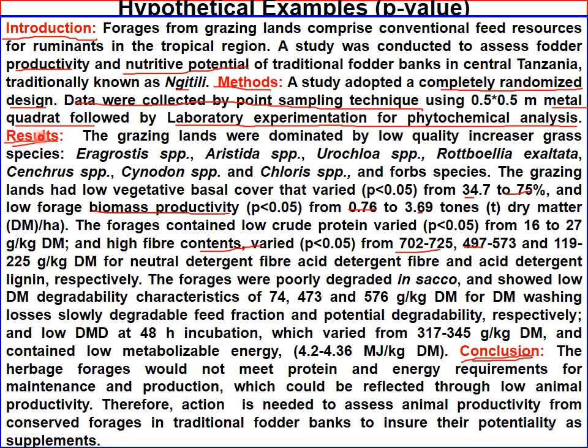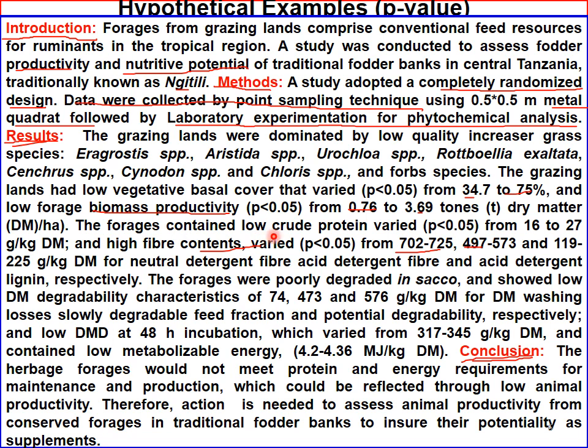These were the methods and the analytical styles that were used. What were the results? The grazing land was dominated by low quality grass species. We tried to mention most of the dominant plant species that were observed in that particular area. The basal cover was significant, varying from this percentage to this one. Biomass productivity also varied from 0.76 to 3.69 tons per hectare of dry matter content.